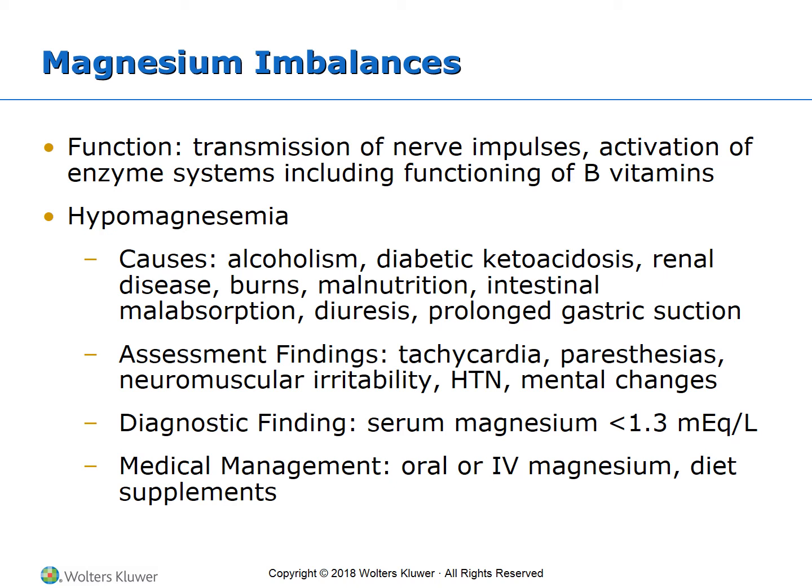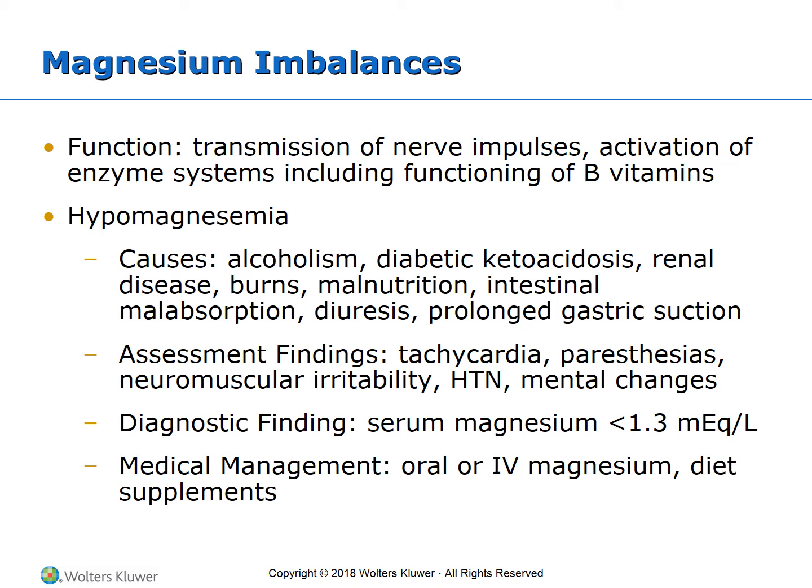Neuromuscular: there's muscle weakness, leg and foot cramps, and hyperactive tendon reflexes. You will see the Chvostek and Trousseau signs that we just talked about in the calcium section. For cardiovascular, you will see tachycardia, hypertension, EKG changes. For gastrointestinal, dysphagia, anorexia, nausea, and vomiting.